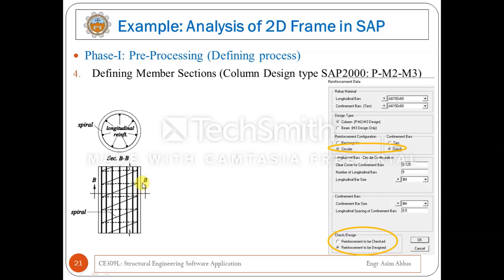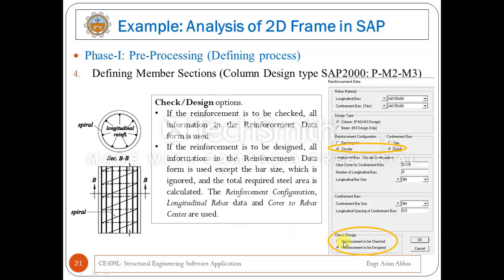Now come toward check and design. First option is reinforcement to be checked, and the second option is reinforcement to be designed. What do you mean by reinforcement to be checked? If the reinforcement is to be checked, all the information in the reinforcement data form is used, right? If the reinforcement is to be designed, all the information in the reinforcement data form is used except the bar size, which is ignored, and the total required steel area is calculated.